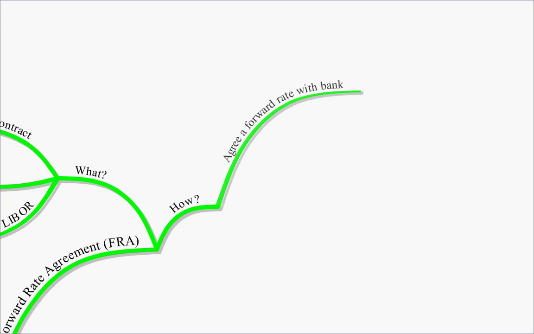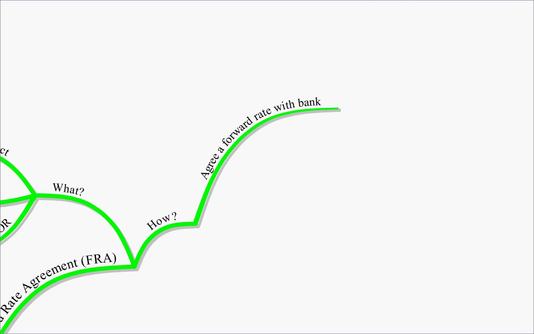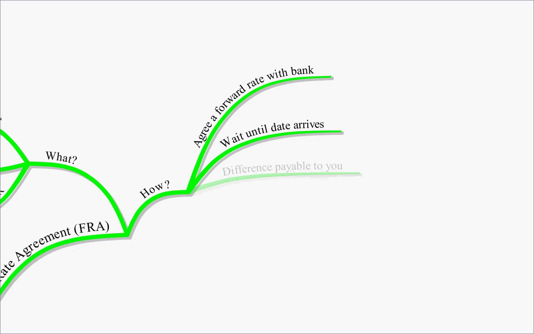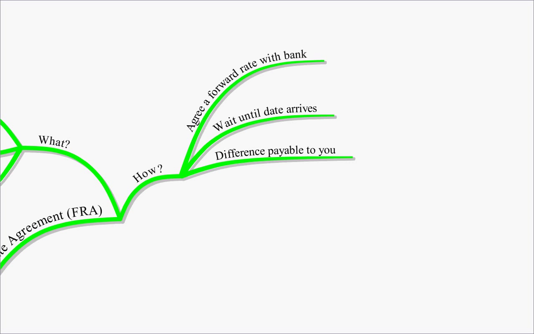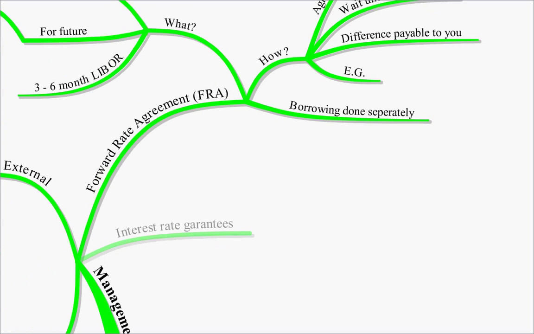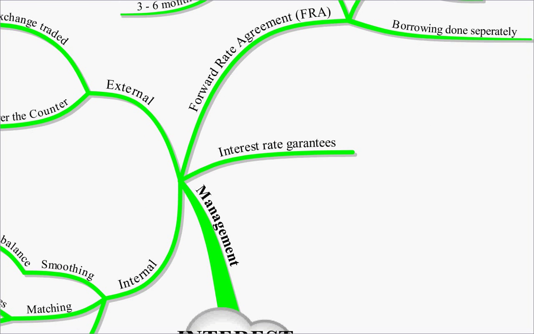How do we actually do it? Well, we agree that forward rate with the bank, we wait until the date of the loan arrives, and the difference will be payable to you. So if the interest rate moves favourably, the difference will be payable by the bank to you, and we did an example of that in class. Remember though that the borrowing is actually done separately. The borrowing is not part of this agreement, it's just an agreement on the amount of interest, and the borrowing is actually done separately.